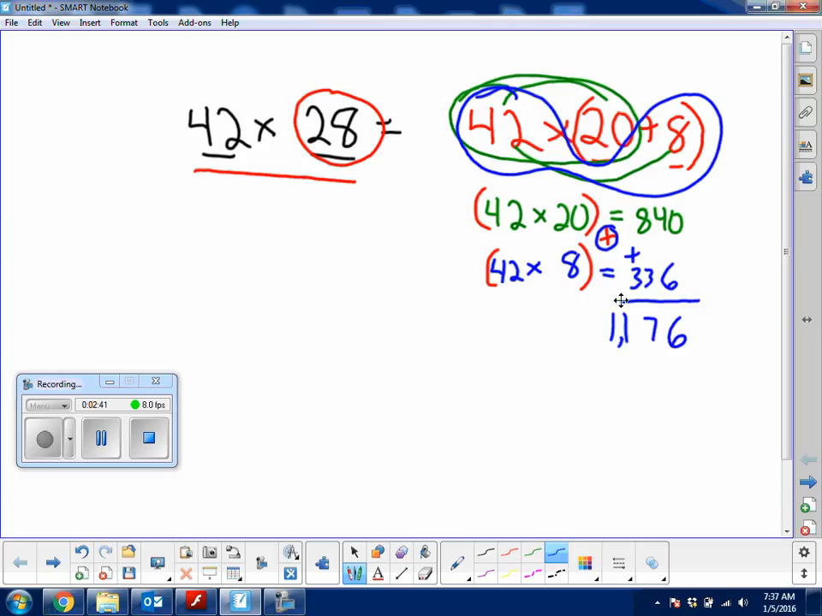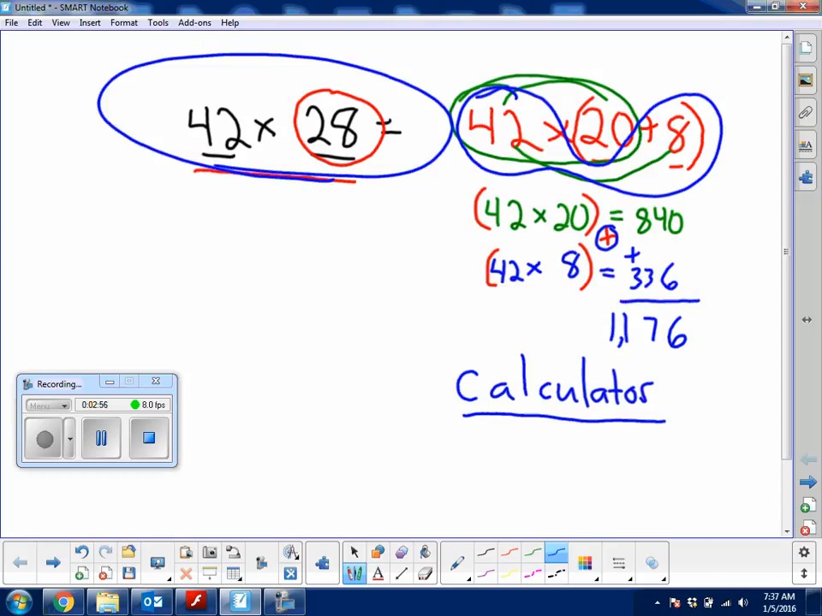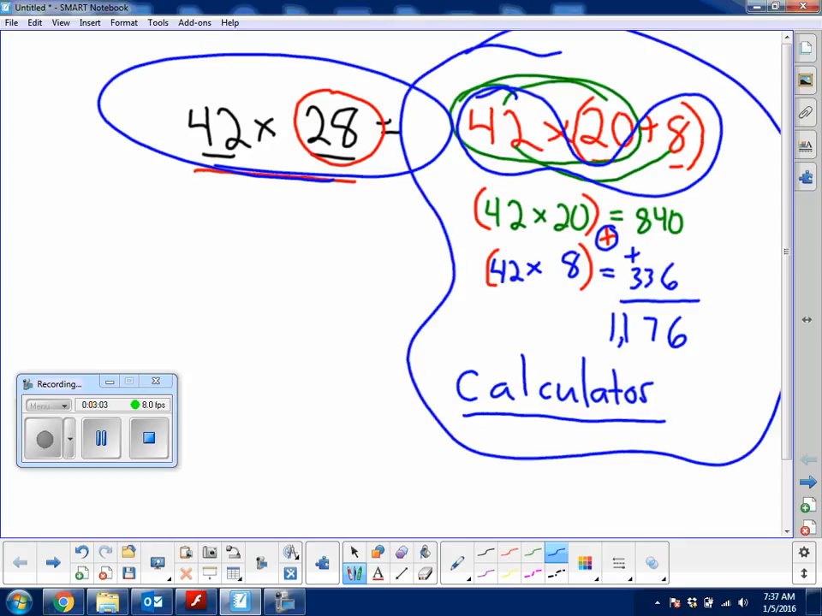Now, what I'm going to let you do, when we do these distributive property problems, is use a calculator to check your work. That doesn't mean you're just allowed to put these numbers in right there, find the answer, and then say, there's my work. No, you actually have to show me this work right there. So that's what we're going to be focusing on today.